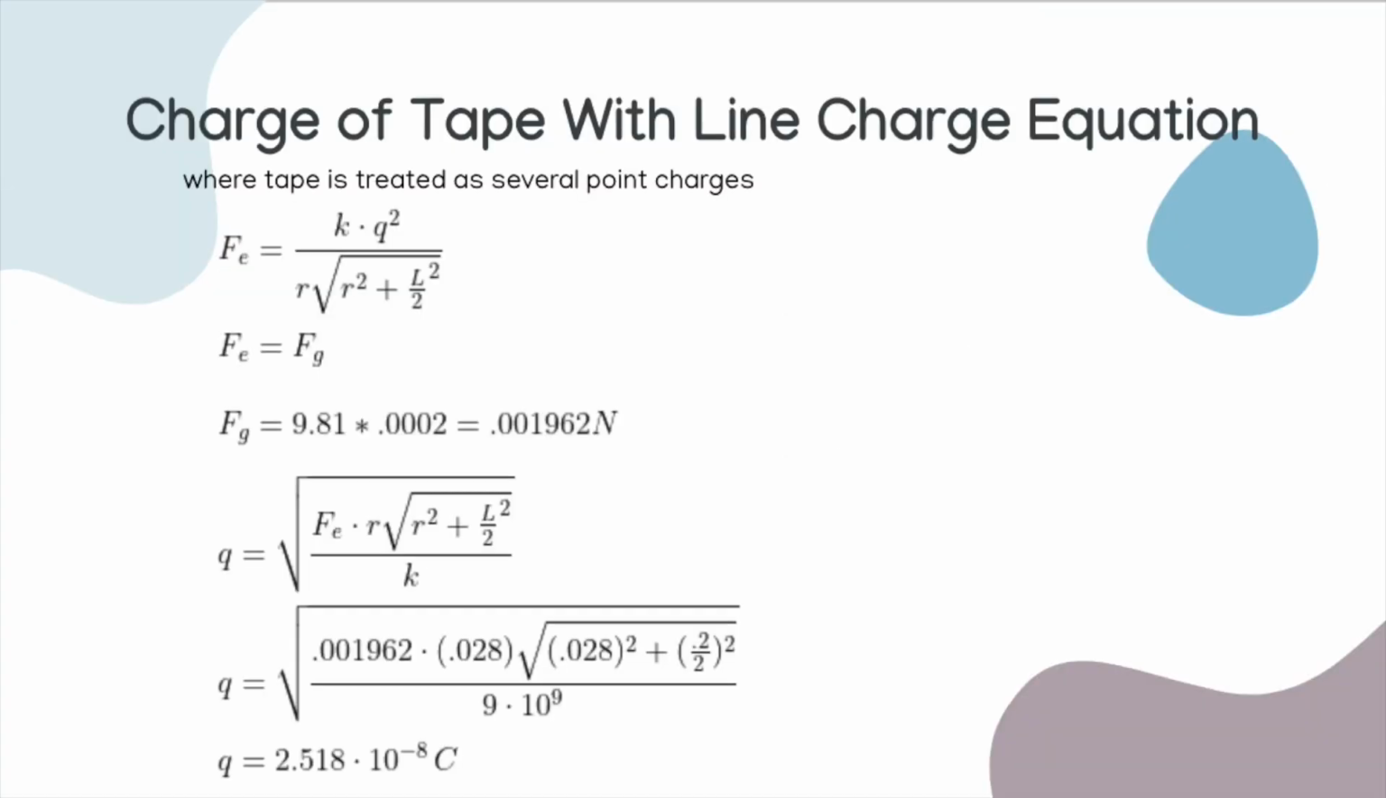So in Lab 1, in order to find the charge of the tape, we treated the piece of tape as if it was a point charge. In this lab, we wanted to treat it as if it was a line charge, with all the charge being spread out across the whole piece of tape. In order to do this, I found the electric force equation and set it equal to the gravitational force calculation that I had shown earlier, and I solved for Q, and then plugging in all the values into that equation, I got that the actual charge, if treated as a line charge, was 2.518 times 10 to the negative 8 coulombs.